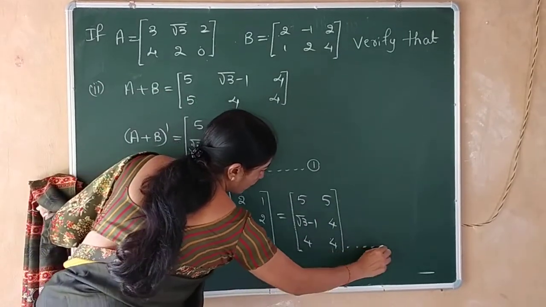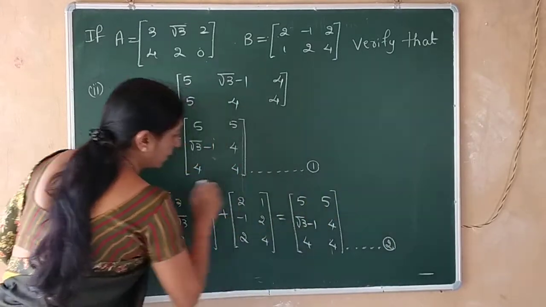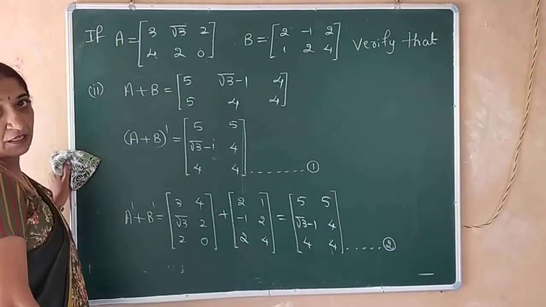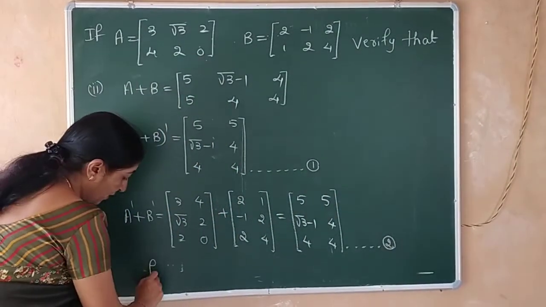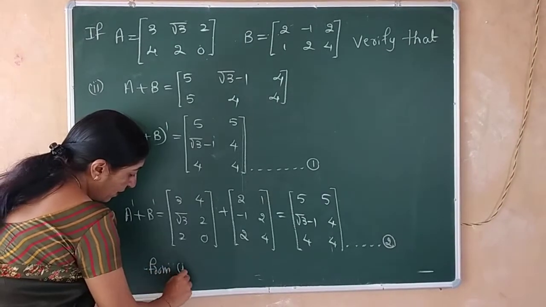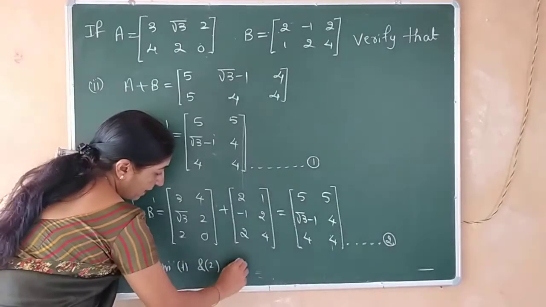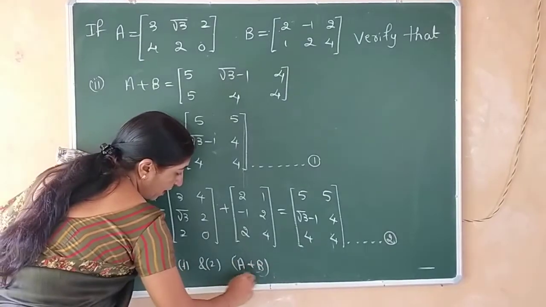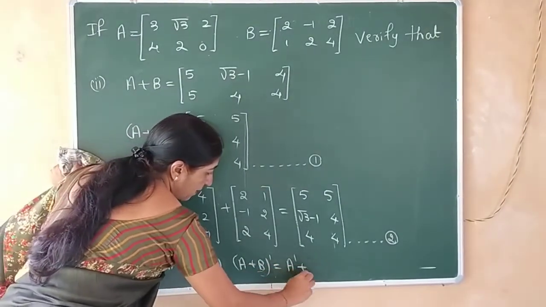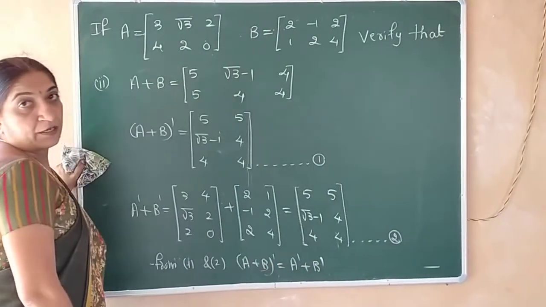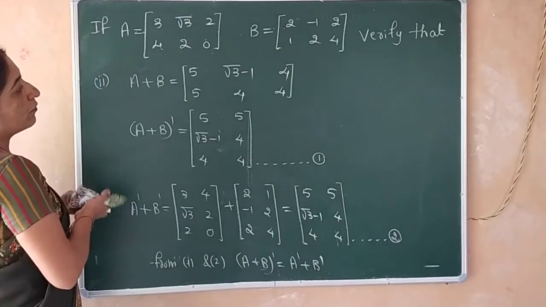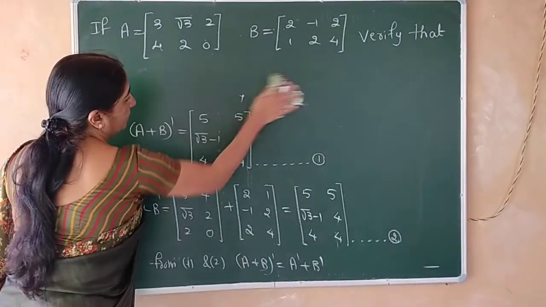See, this is equation 2. In equation 1 and 2, see the elements of each matrix. The elements are equal. Then how do you write? From 1 and 2, A plus B whole transpose is equal to A transpose plus B transpose. Understood? Now we are moving to the third part.